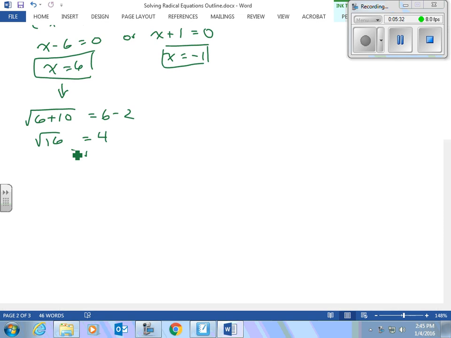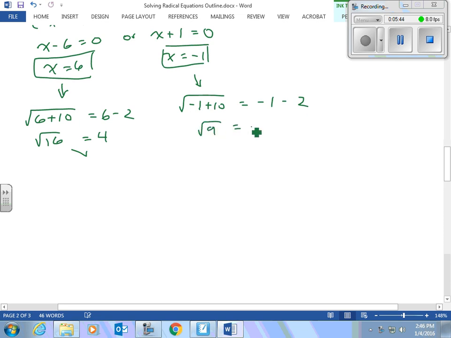So now let's try the same with negative 1. The square root of negative 1 plus 10 equals negative 1 minus 2. So negative 1 plus 10 is 9. The square root of 9 equals negative 3. That's not true. So that means that negative 1 is called an extraneous solution.